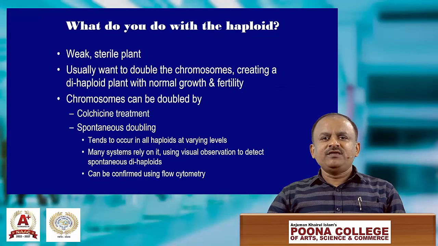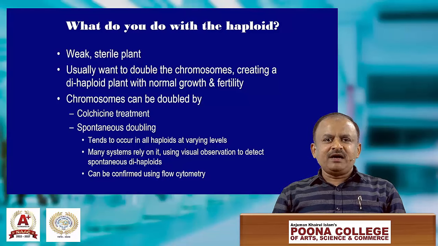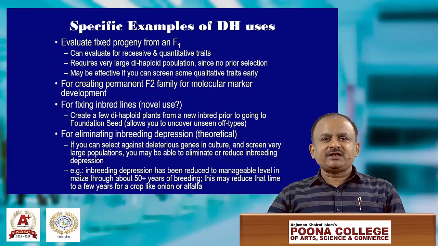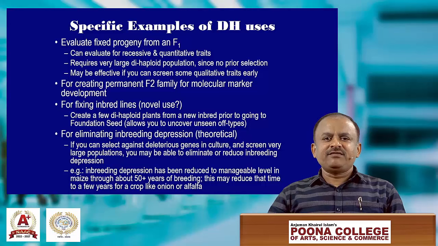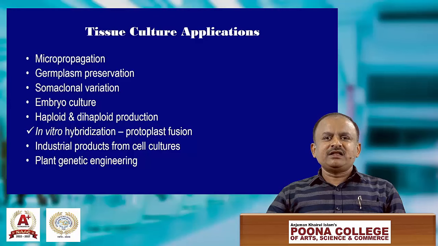So what do you think about the haploids? These haploids are weak or sterile plants, so we usually want to double the chromosomes, creating dihaploid plants with normal growth and fertility. We can see the chromosomes can be doubled with the help of these techniques. All these are specific examples of plant tissue culture technique, and by following the F2 generation and different generations we can produce different types of economically important cash crops.